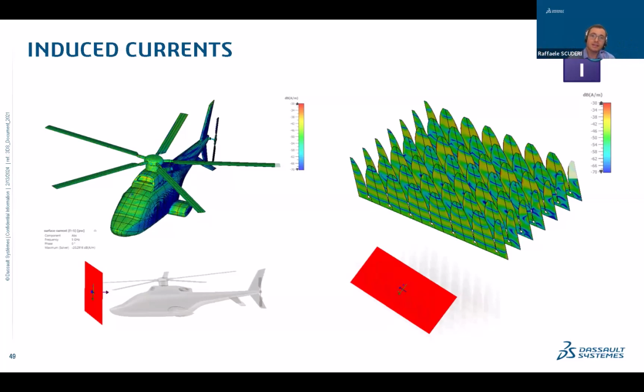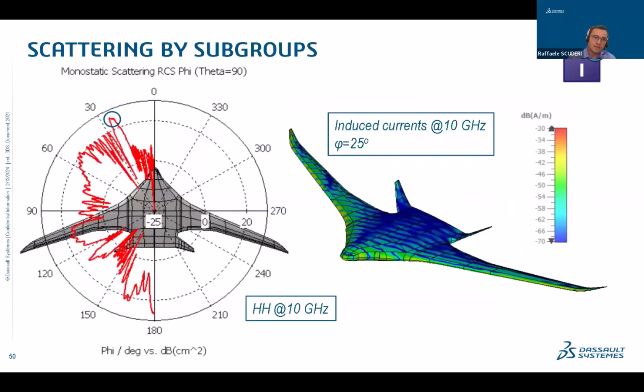So let's study the currents and have a look at them, and see if we see something strange, if we can understand something. But as I said, sometimes it's not very clear to immediately look at the induced currents and be able to say something about the scattering. For that reason, we developed a new feature recently, which is scattering by subgroups, where we can basically separate different contributions coming from different parts of our platform. And we can say, all right, that RCS value is coming mainly from this part.